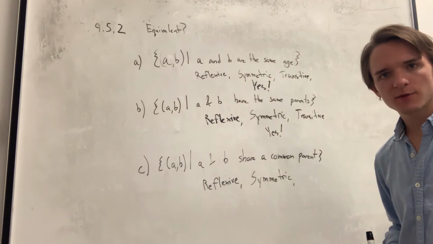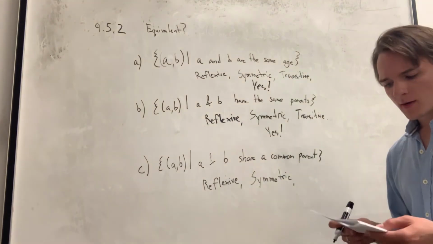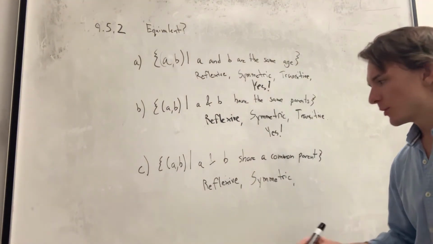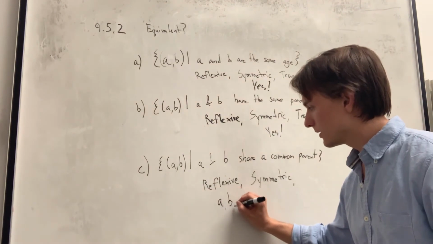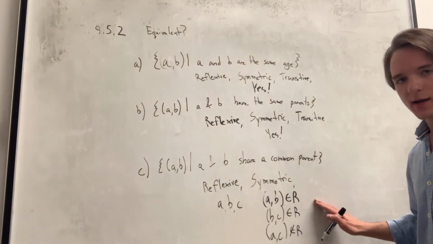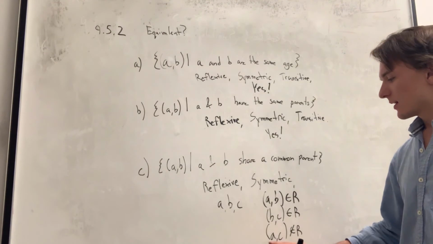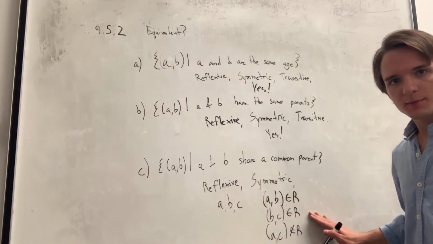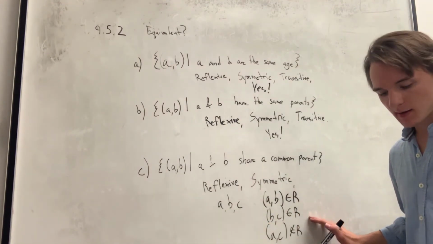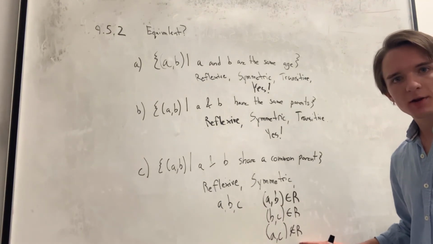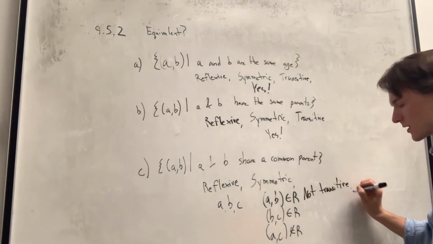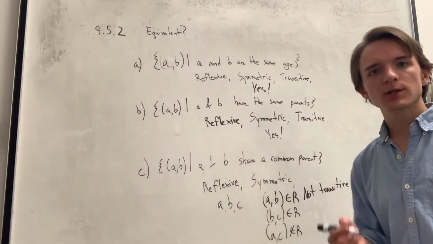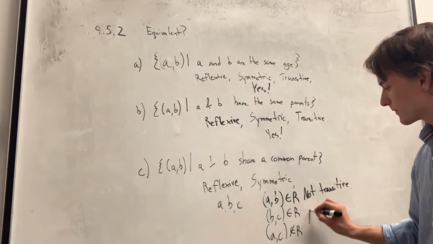Is it transitive though? The answer is no, right? Let's say there are three different people, A, B, and C. A and B might have a common parent. B and C might have a common parent, but that does not necessarily mean that A and C share a common parent as well. We would say, no, this relation is not an equivalence relation.